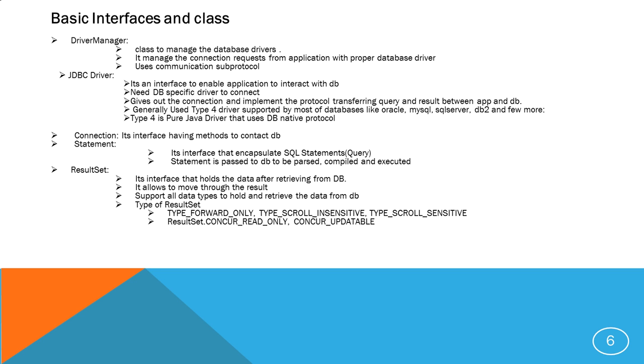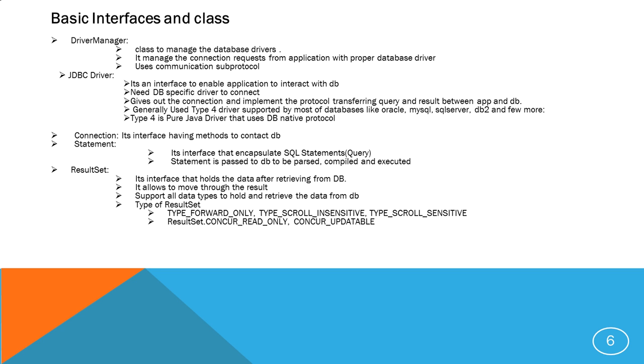From it will be going in the forward direction only. Type is scroll sensitive means that you can scroll backward and forward. Insensitive means that if there is some change in the database table while doing this result retrieval and navigation, the result set will not be aware of those changes. In case the type is scroll sensitive, it will be aware of those changes.